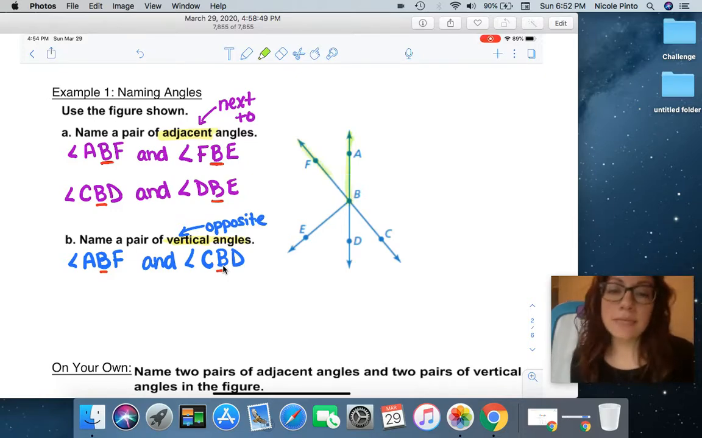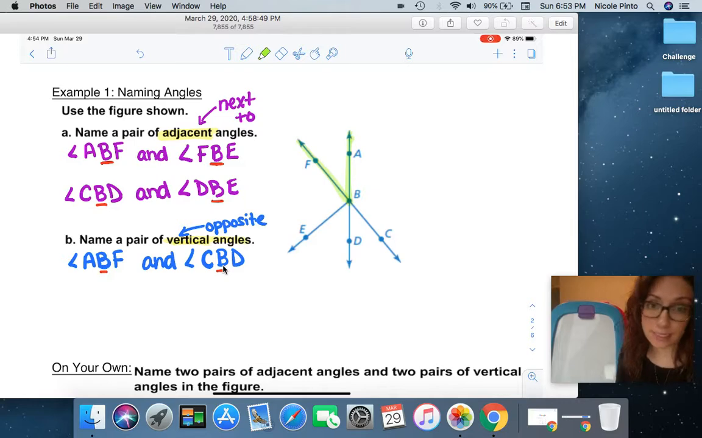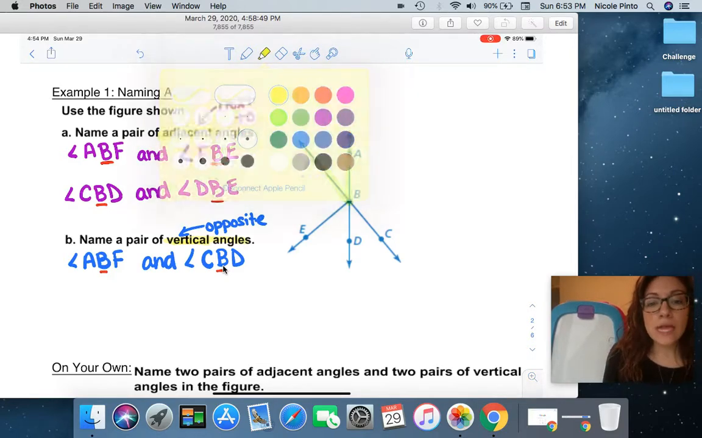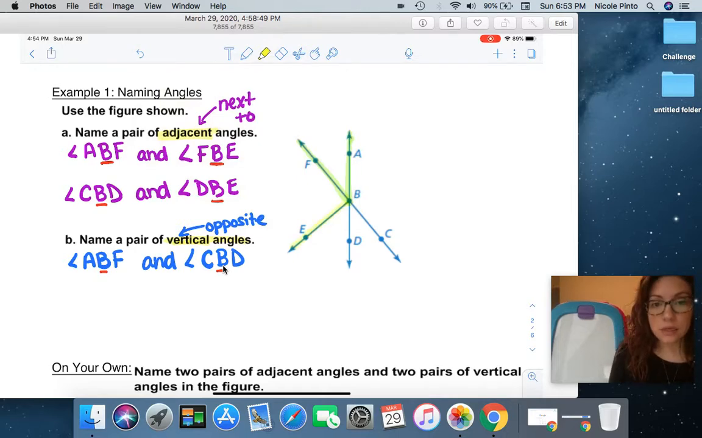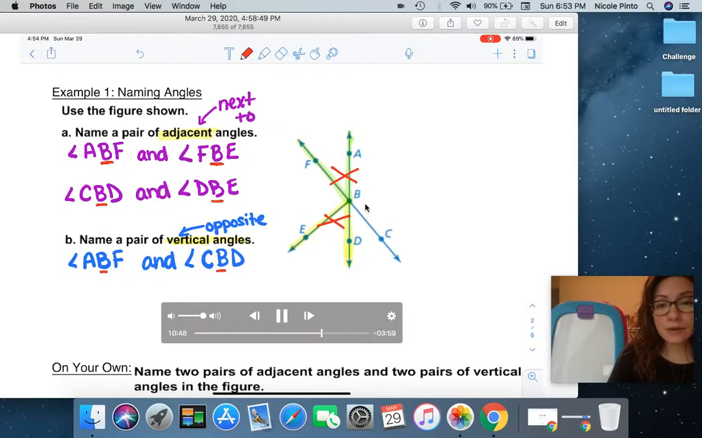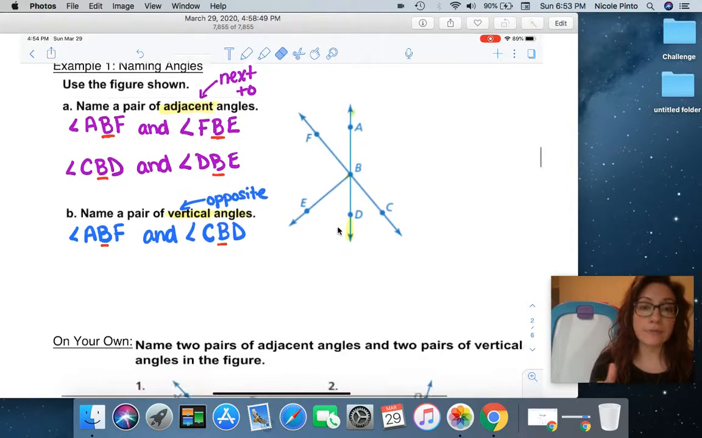Okay, let's look at something that would not be considered vertical. So if I highlight angle ABF again, you notice I'm going to now highlight DBE. Now, it does have the same vertex, but they're not directly in front of each other. Okay, so you have to be careful with that. It has to be directly in front.